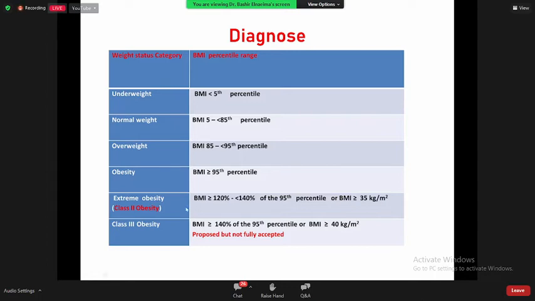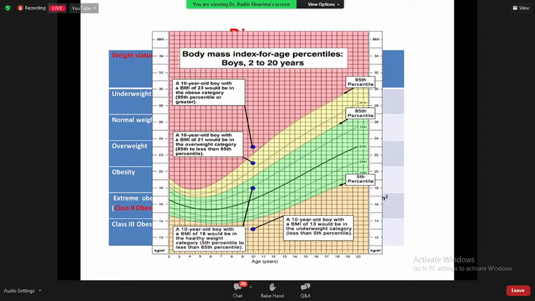And there are recent classifications: a body mass index of 120% or more and less than 140% of the 95th percentile, which means a body mass index of 35 kg per meter squared, is classified as class 2 obesity, and class 3 if the body mass index is 40 or more kg per meter squared. This is a recent classification used in clinical practice when we are talking about medications in the pediatric setting. So if I have a 10 year old child and his body mass index is in this area, the child is obese; if it's in the yellow area, he's overweight; if it's in the green area, this is a normal child; and if below that, this is an underweight child.